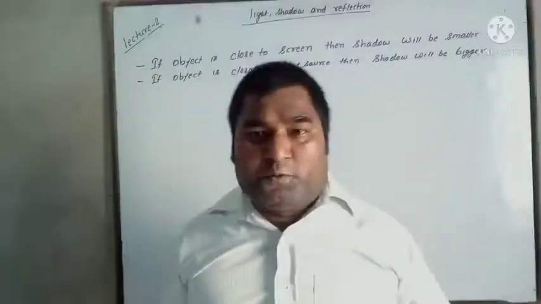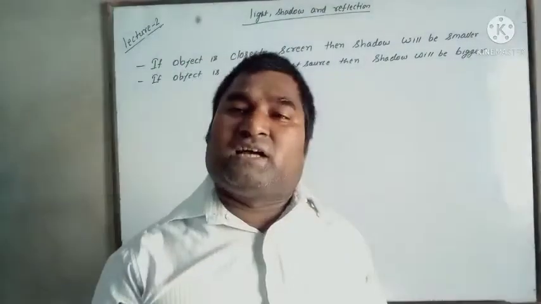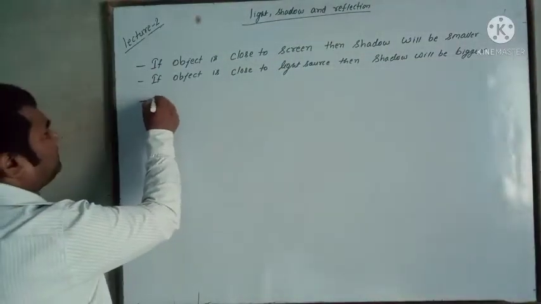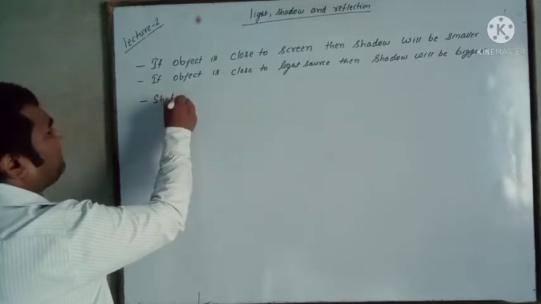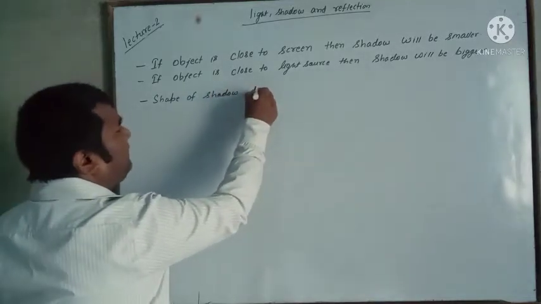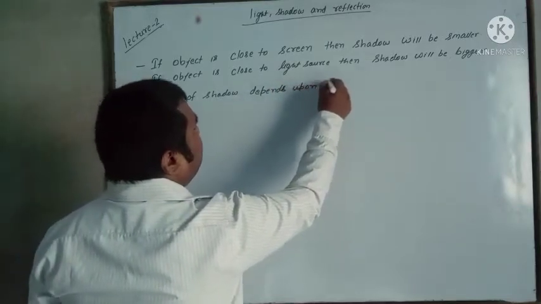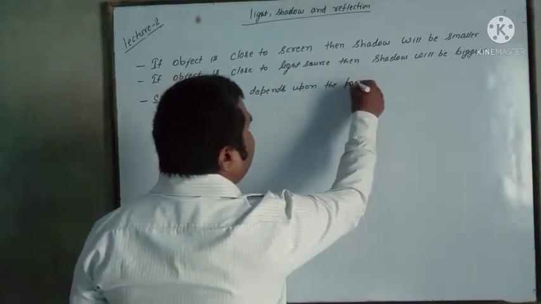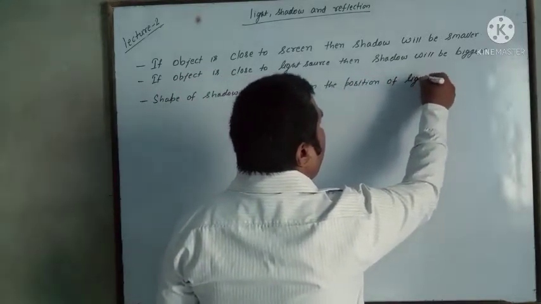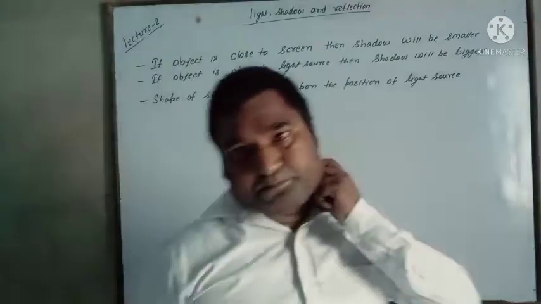And one more point. You all know that the shape of a shadow depends upon the position of the light. So one more point you write: shape of shadow depends upon the position of the light source. Okay.